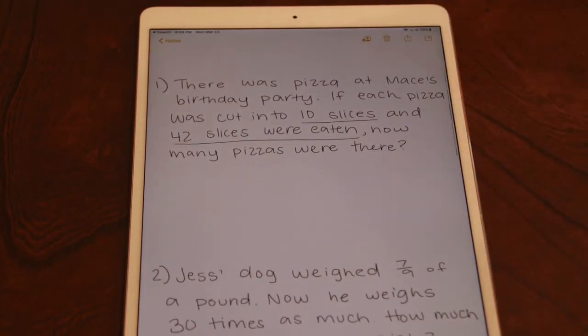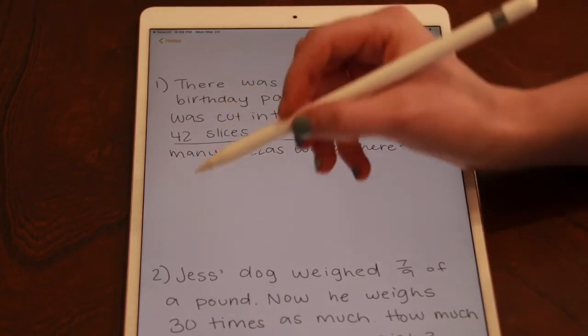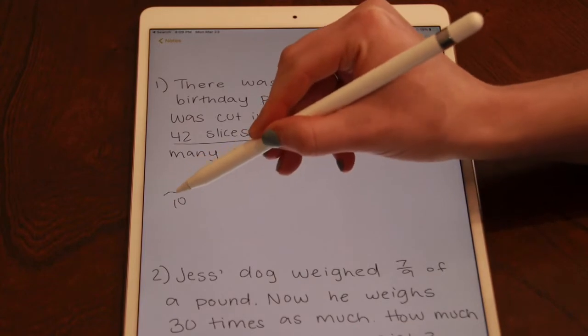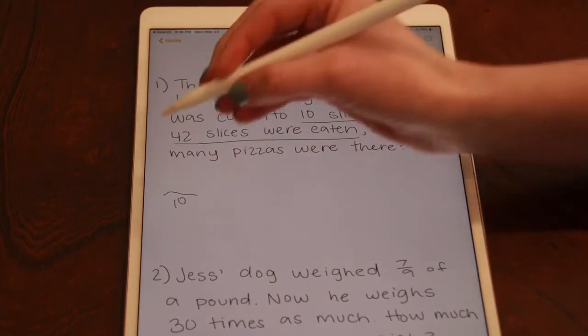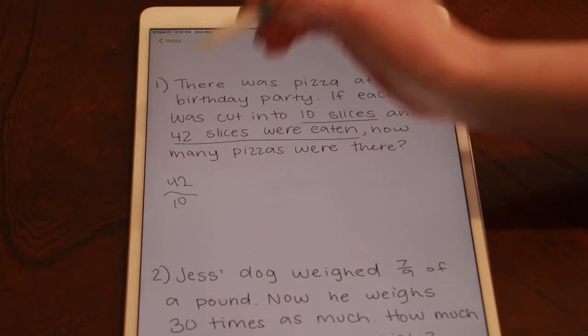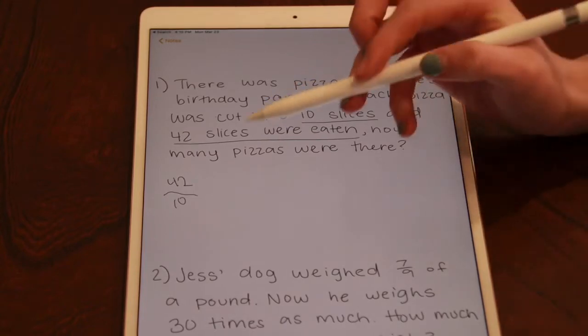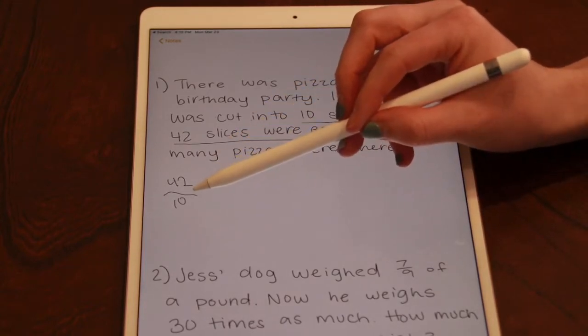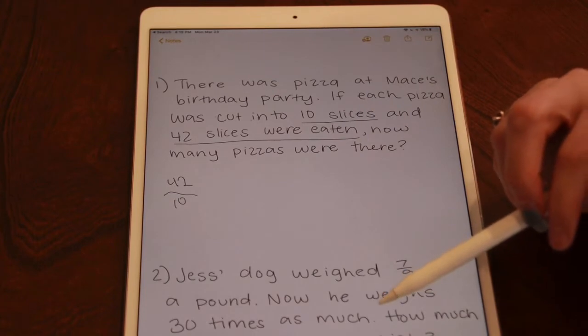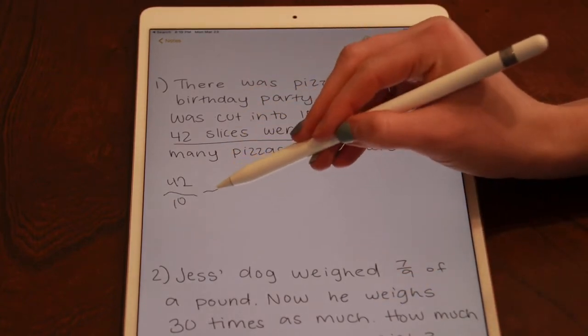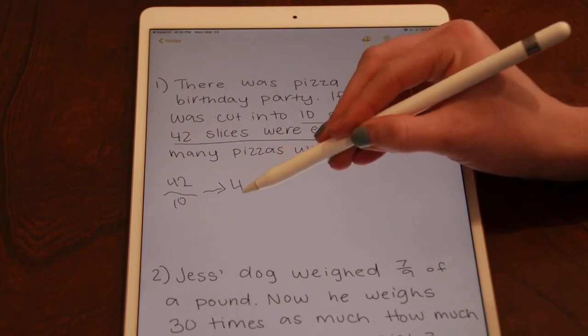I'm looking at this, and I can see each whole pizza was split into 10 pieces. So I know that's my denominator. There were 42 pieces eaten, so that's my fraction. Is there any whole number to multiply it by? No, there's not. So this one, we're strictly just changing an improper fraction to a mixed number, which we use division. So this would be the same as this equation.